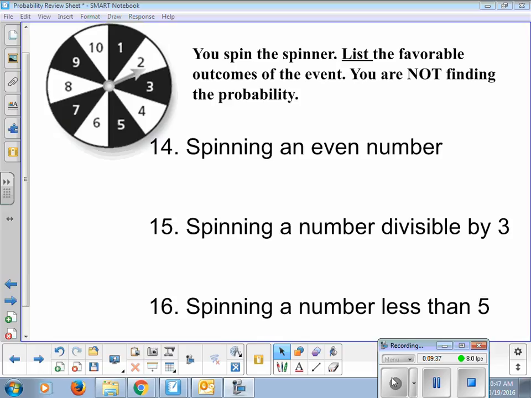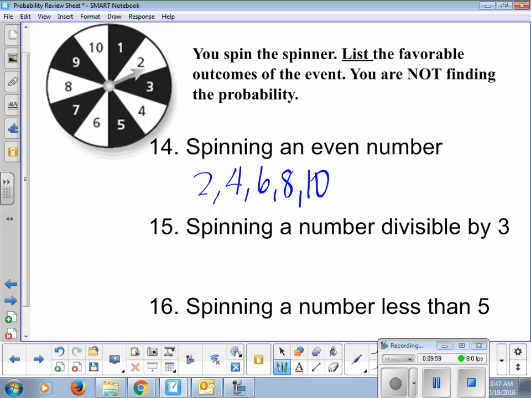You have a spinner to the left. It has 10 sections numbered 1 through 10. You spin the spinner, list the favorable outcomes of the event. You are not finding the probability. So for 14, if you wanted to spin an even number, what numbers would you want to land on? 2, 4, 6, 8, 10. So those are your favorable outcomes. You're not finding any probabilities. You're just listing the favorable outcomes.